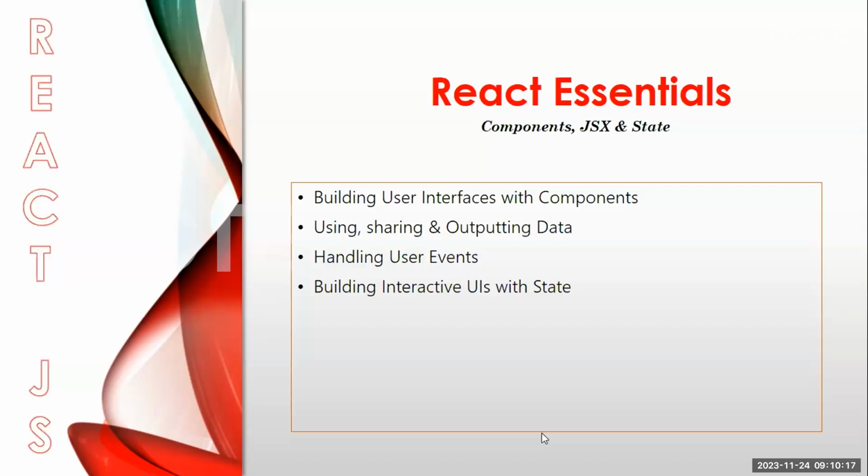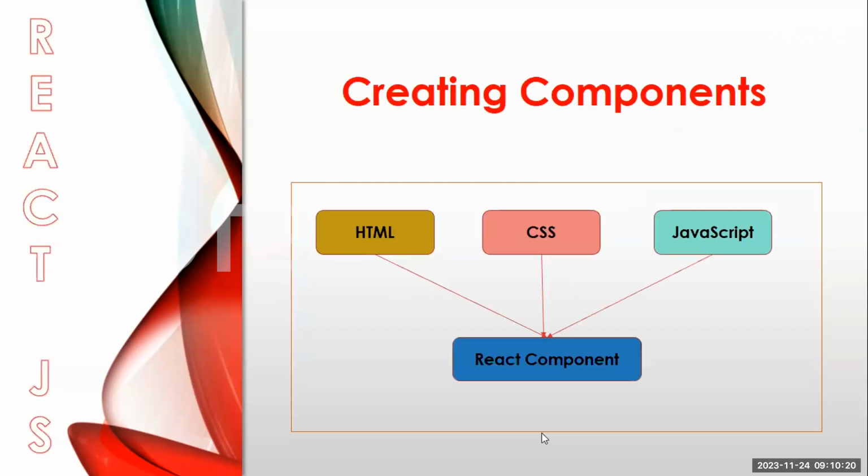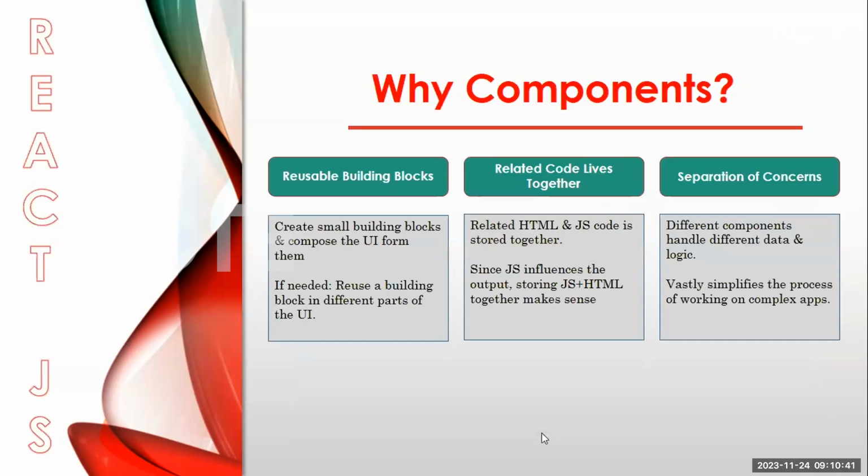Here is how components are created. A component has three parts: HTML, CSS, and JavaScript. The combination of the three parts creates the React component. Now, why components? There are three main reasons we create them: reusable building blocks, related code living together, and separation of concerns.